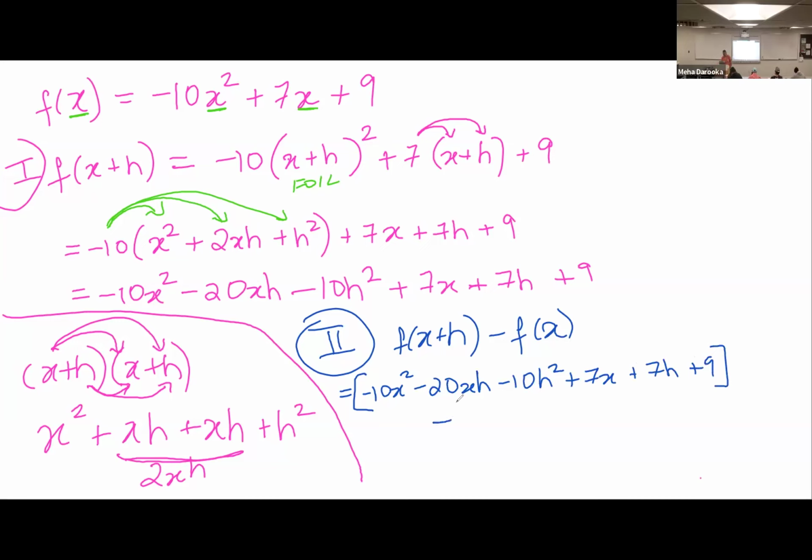From that, we are subtracting the original f of x term. So I'm going to put that in brackets again for now. And my original function was -10x squared plus 7x plus 9. Now you have to remember the reason why we're using brackets here is because we do have a minus sign here. And this minus sign will need to be distributed inside that second set of brackets.